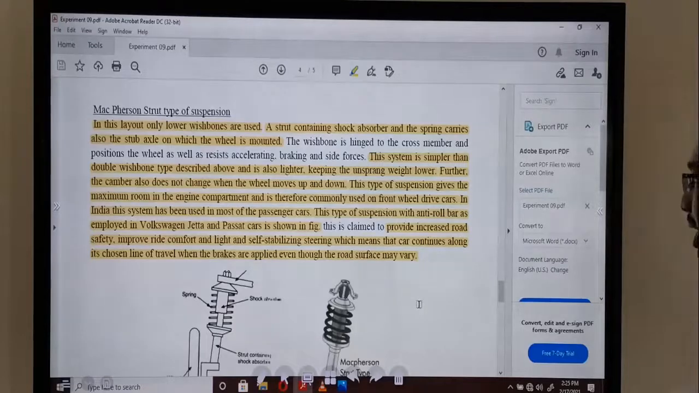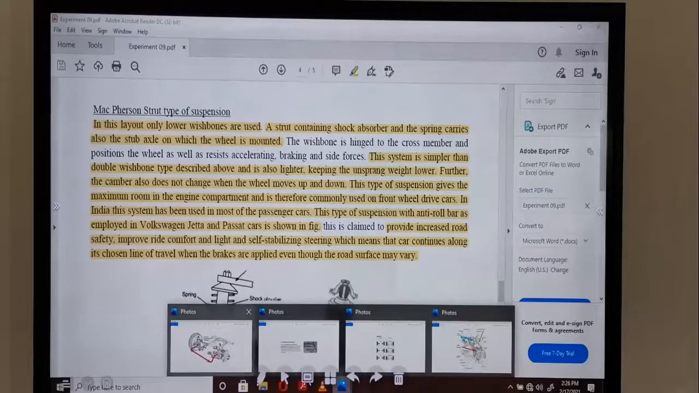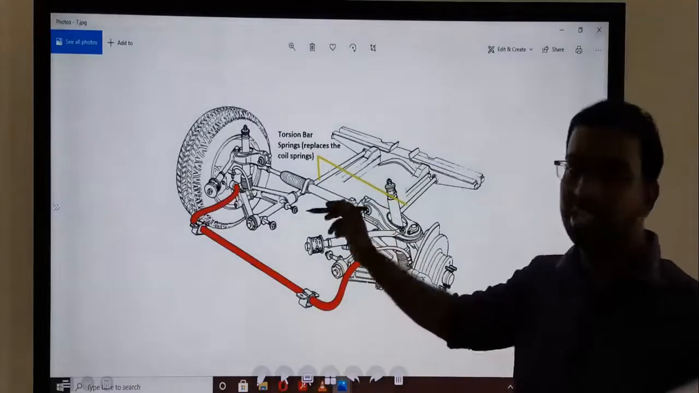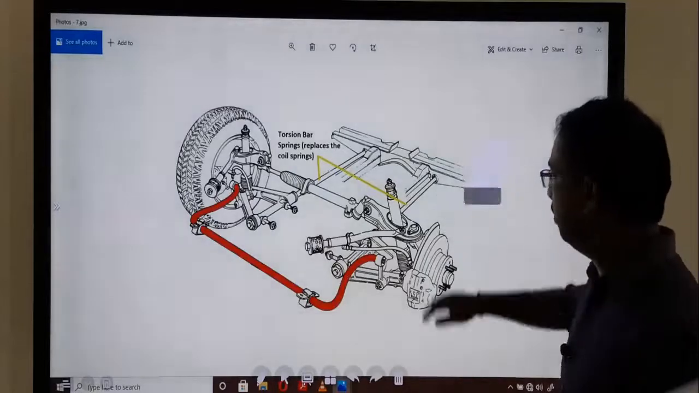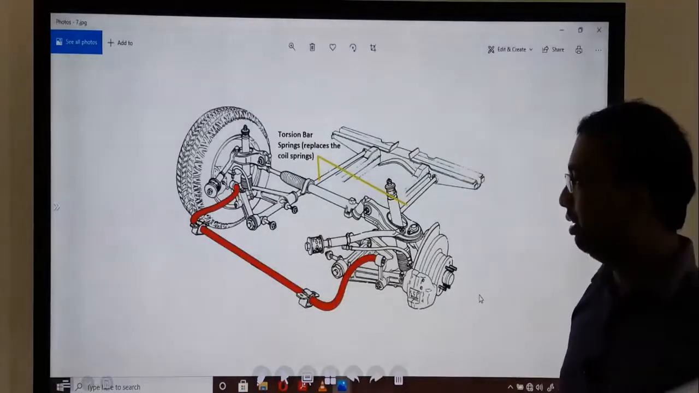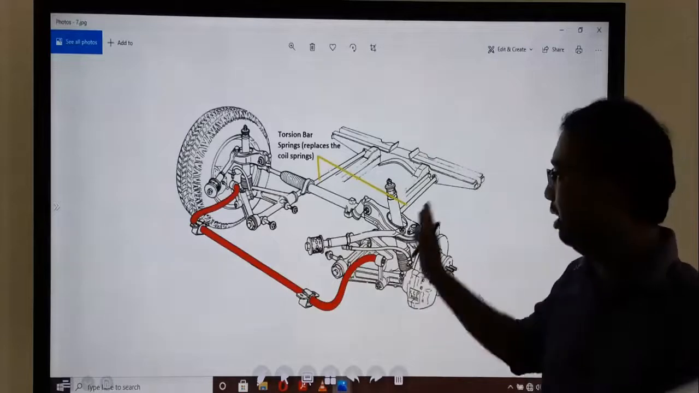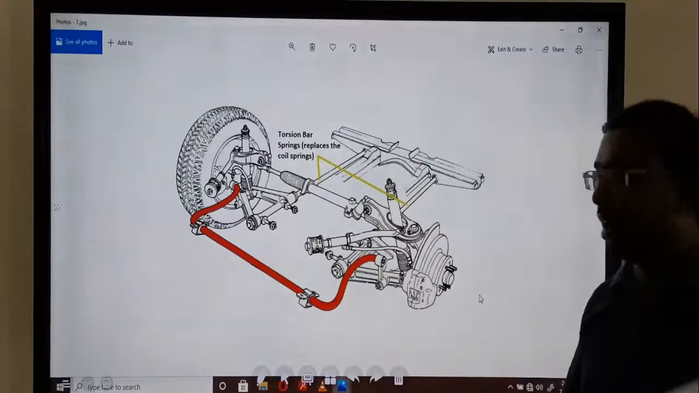So what is an anti-roll bar? What is the purpose of this anti-roll bar? I already showed it; this is the anti-roll or anti-sway bar, attached to the cross member. I already told about the cross member. Anti-roll bar or anti-sway bar. What is the purpose of this bar? You just imagine, it can control or balance the vehicle side to side. It's like a balance bar, this sway bar.